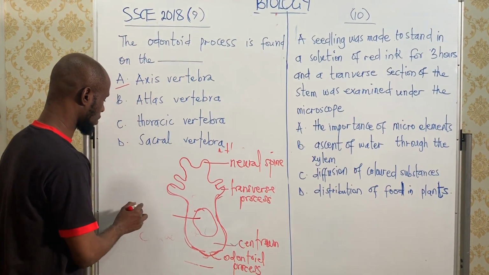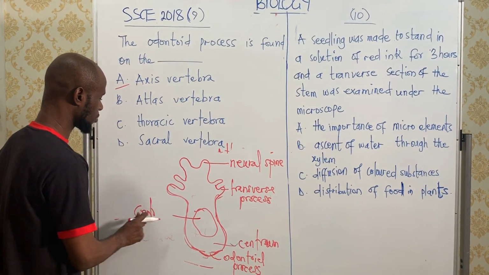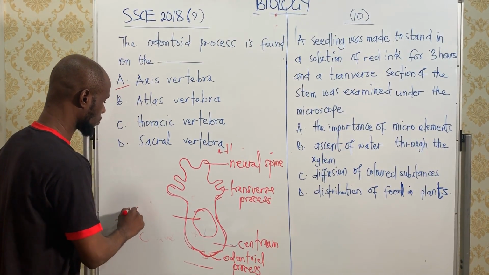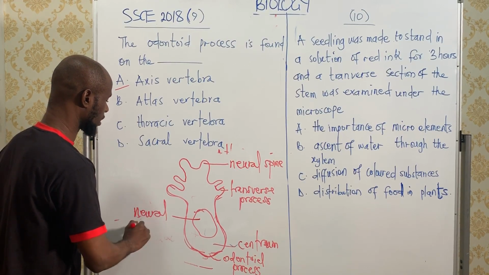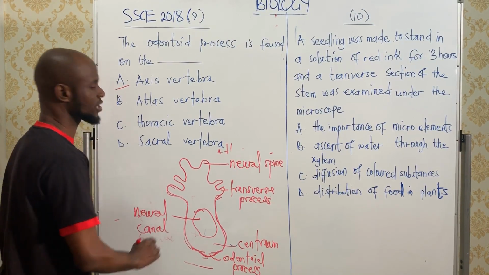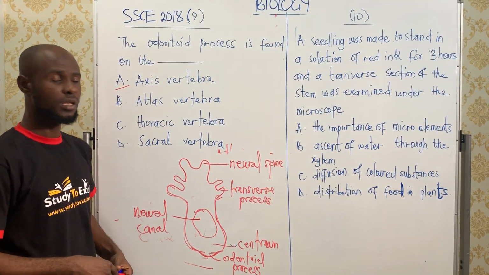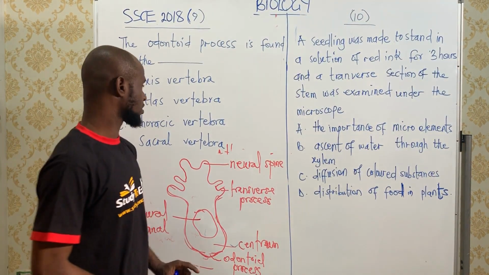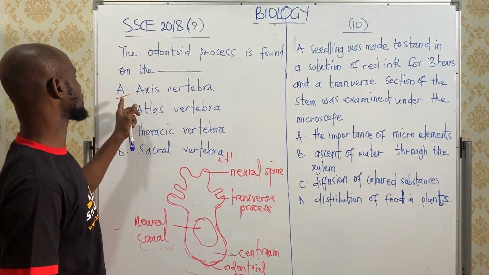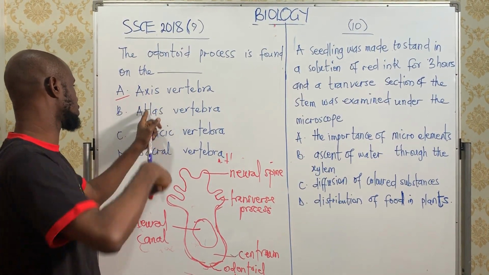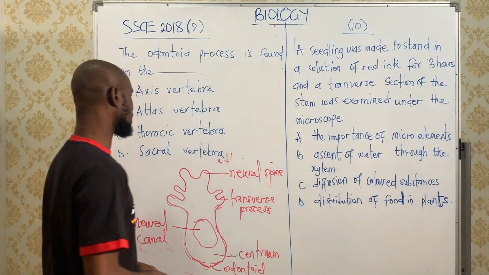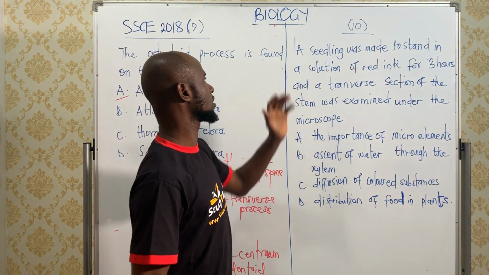So don't let me forget this. We have the neural canal. The neural canal is for the passage of that particular structure that is very important, and that is the spinal cord. So the answer here is odontoid process, which is found on the axis, with which it's used to connect with the atlas. Now let's go to the next question.